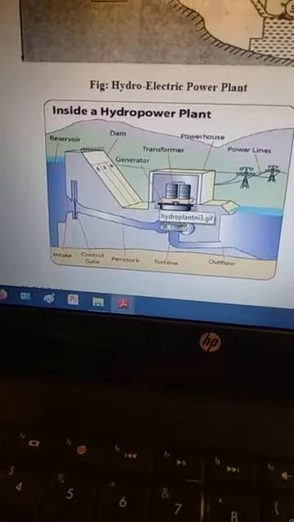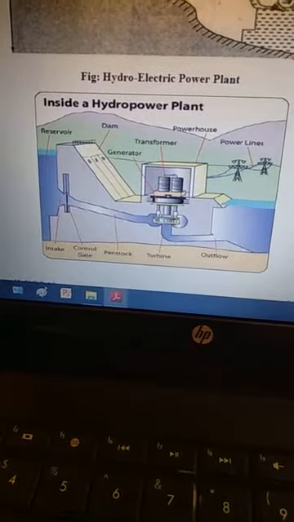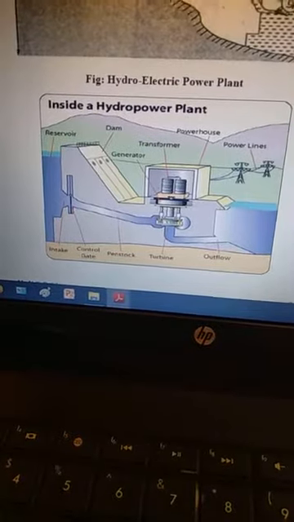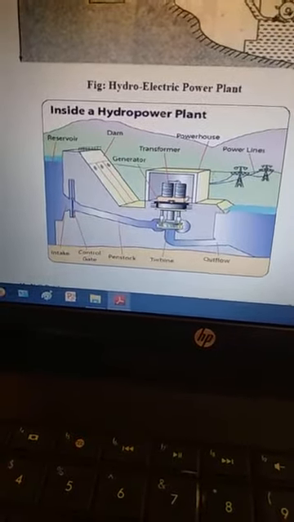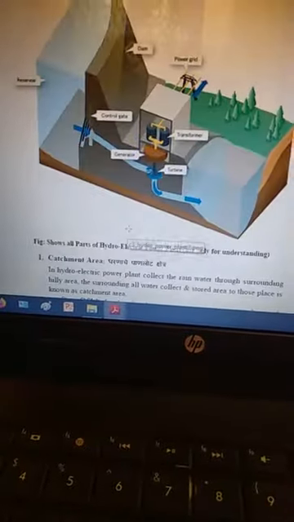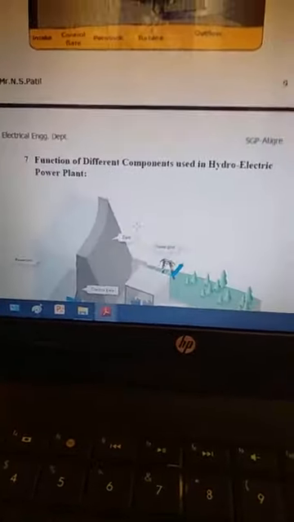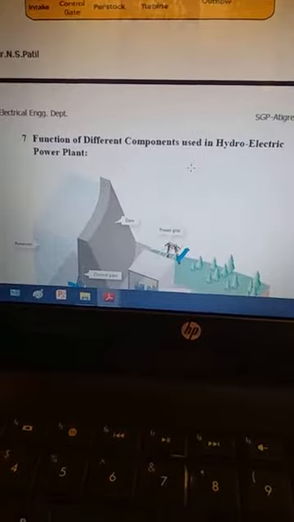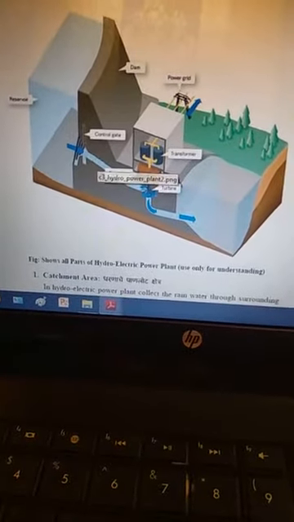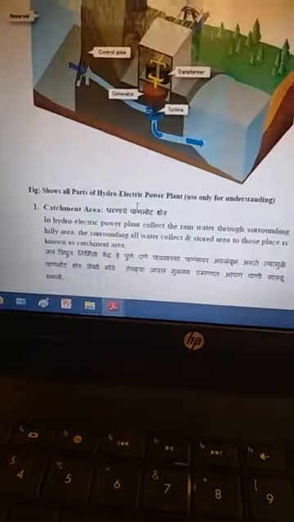Now what are the components in the powerhouse? This is the 3D view, and all parts are shown here. Now we will discuss all these elements briefly. What are the elements here? So, function of different components used in hydroelectric power plant. This is the 3D view of the hydroelectric power plant. So let us move on.